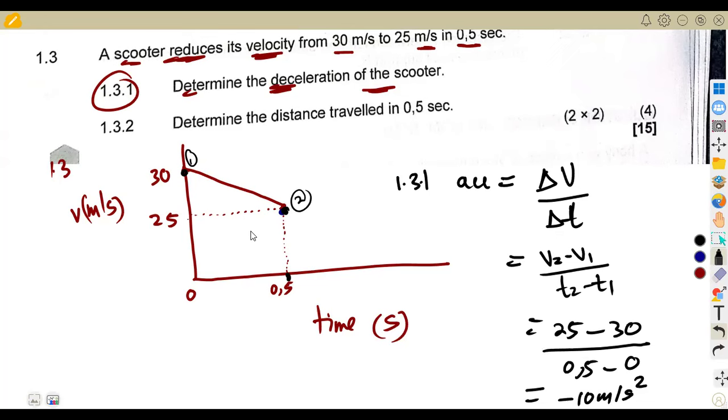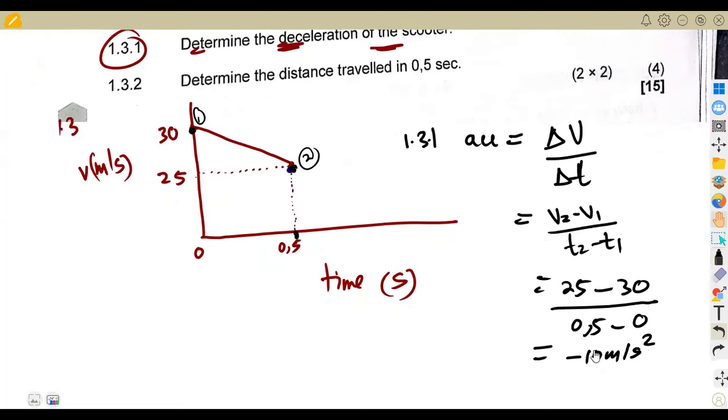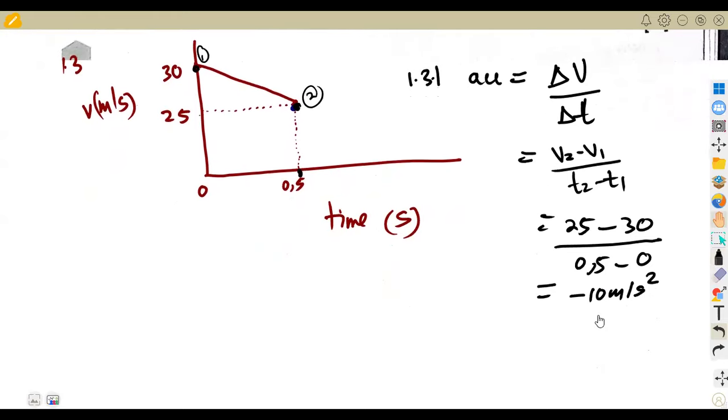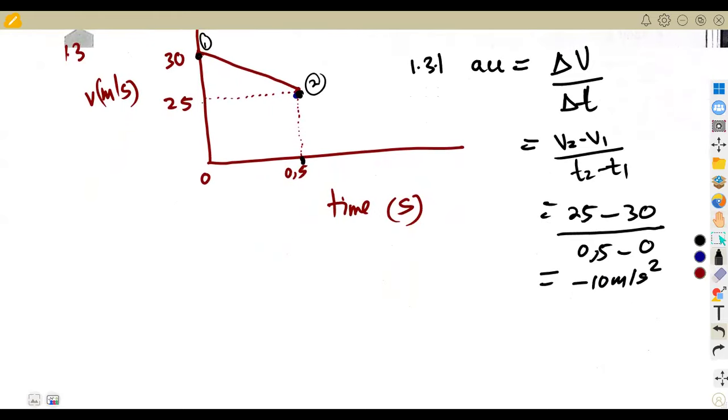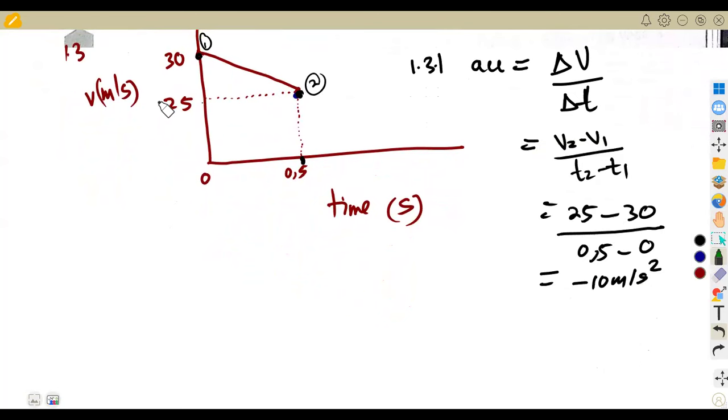A negative shows that it's decelerating. Okay? So you can even write the deceleration as 10. We are now answering the question that the deceleration is 10 meters per square second. From the formula, you get a negative, which is fine. Or we could have calculated the same way as we did in the previous case, using the formulas, because we understand that we are starting from a certain point, ending at a certain point within a certain time frame.